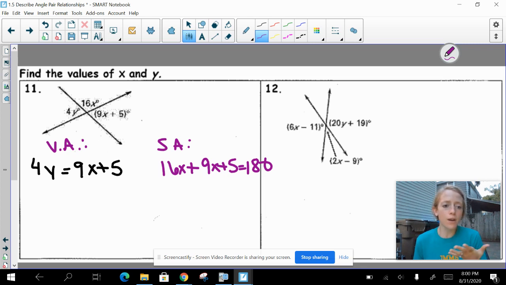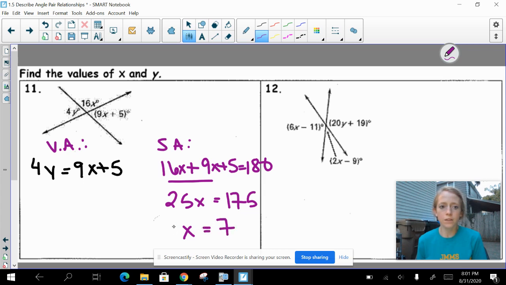If you think about it, you actually can't use the vertical angles equation first because you have two variables. You can't solve an equation with two variables, not yet. So we have to work with this equation here, find x, and plug it in here to solve for y. So let's do that. Combine like terms, solve for x. This would be 25x equals, subtract 5, 175. So x is 7. It just says find x and y. Okay, so x is 7.